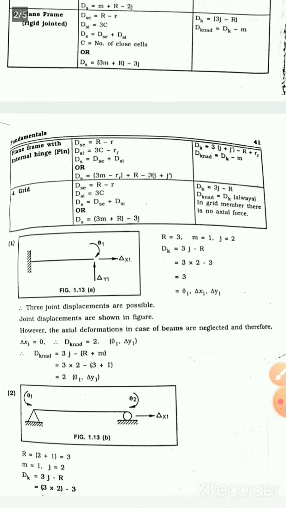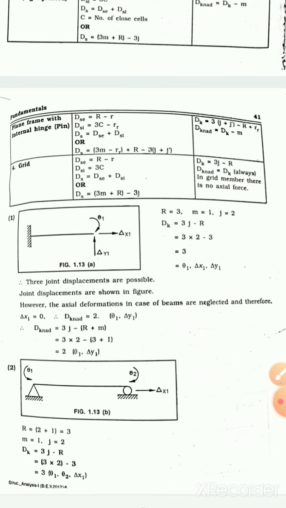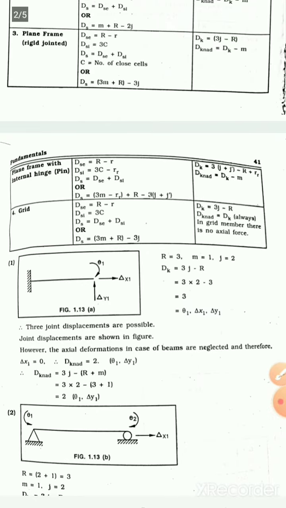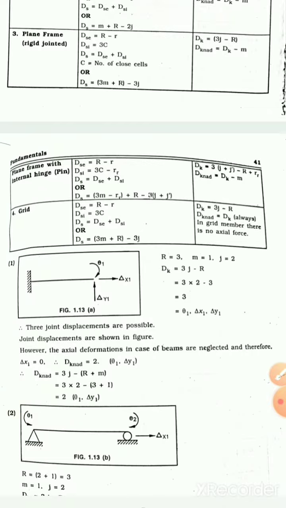In a rigid member there is no axial force. Now here a figure is given. It is one of the cantilever beam, one end fixed and another free. At the free end there are three displacements, delta x1, delta y1 and theta 1. ठीक है, two displacements and one rotation.